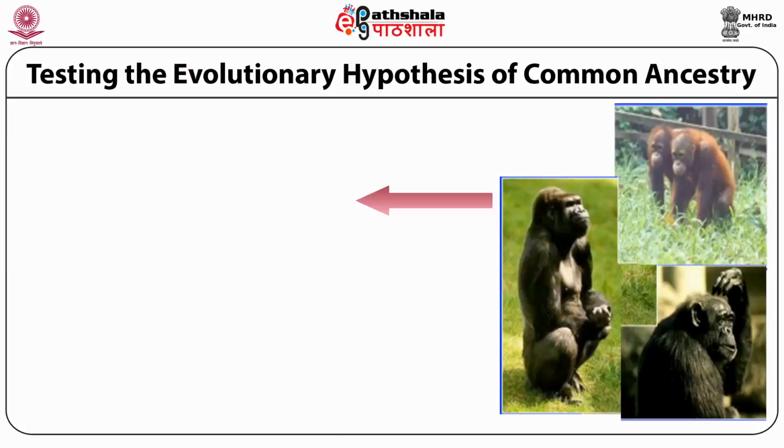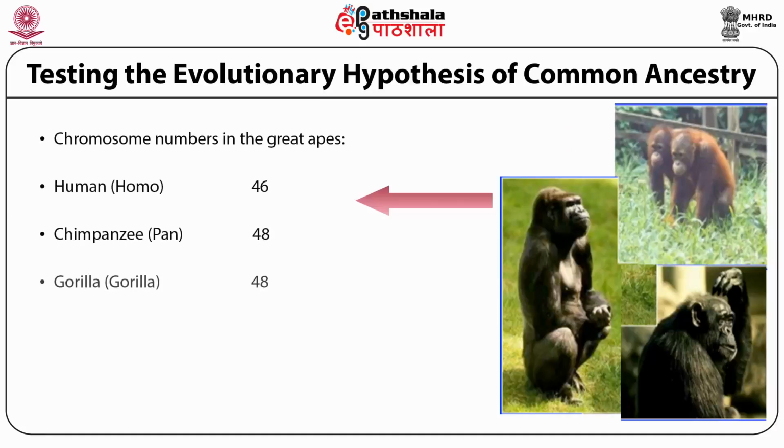Testing the evolutionary hypothesis of common ancestry. When we test the hypothesis related to common ancestry, we look at the chromosome number in the great apes. We can see the comparison between human, chimpanzee, gorilla, and orangutan, what we call Homo, Pan, Gorilla, and Pongo. In the case of human being, there are 46 chromosomes, and chimpanzee, gorilla and orangutan have 48 chromosomes. Because of their similarities, we will see that we too have a common ancestry.